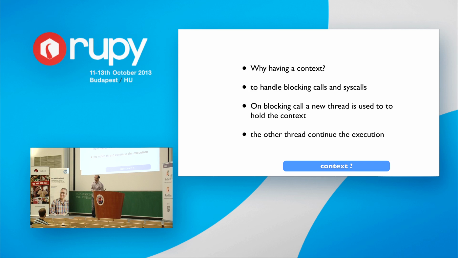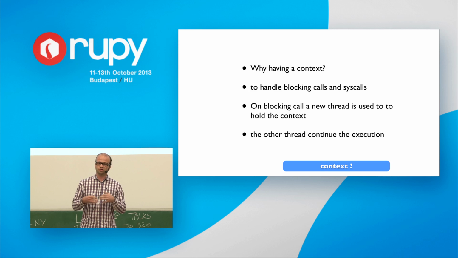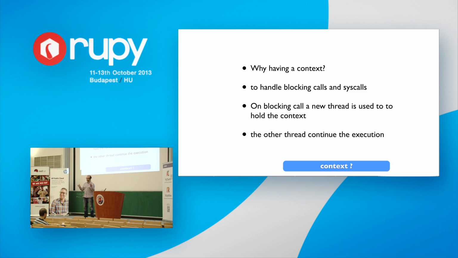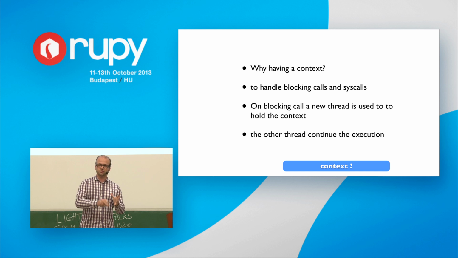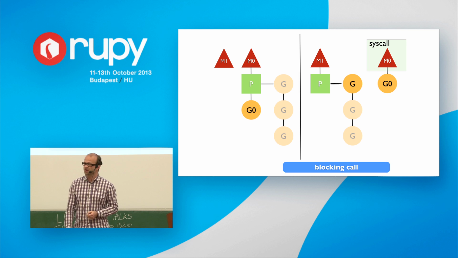Why having a context? A context is mostly there to allow you to run blocking code, to allow you to run multiple parts of the code concurrently. So when you have blocking code, what happens? When you have blocking code, the Go routine will continue to run, and the processor will be passed to another thread. And the next Go routine in the queue will be executed, which is explained by this schema.